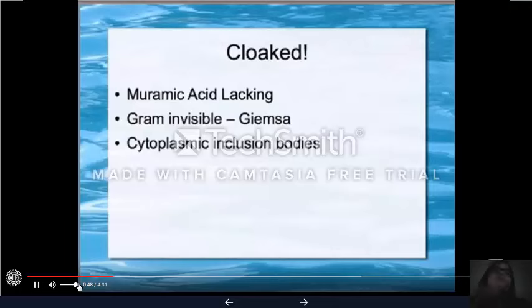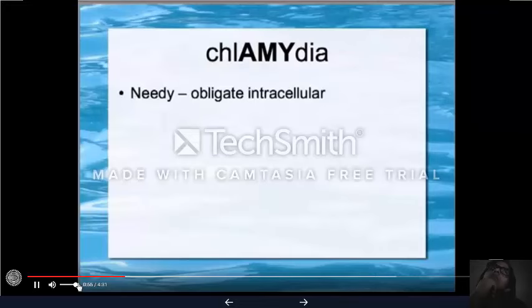Chlamydia, I like to remember as like the girl's name, Amy, which is in chlamydia. It's helped me remember some more things about the organism. Mainly that she's an EB. She's an obligate intracellular organism who can't make her own ATP.